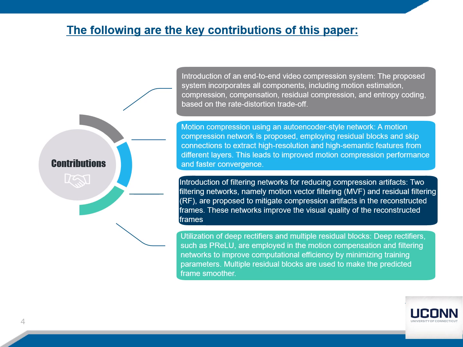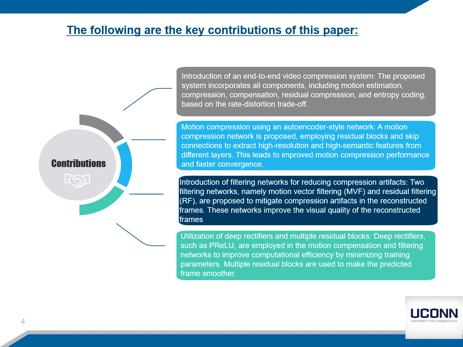Then we proposed a compression network that we call an autoencoder, employing residual blocks and skip connections to extract high-level, high semantic features from different layers. Then we proposed two filtering networks, MVF, motion vector filtering, and residual filtering, to mitigate the compression artifacts in the reconstructed frames, and these networks improve the visual quality of the reconstructed frame as well.